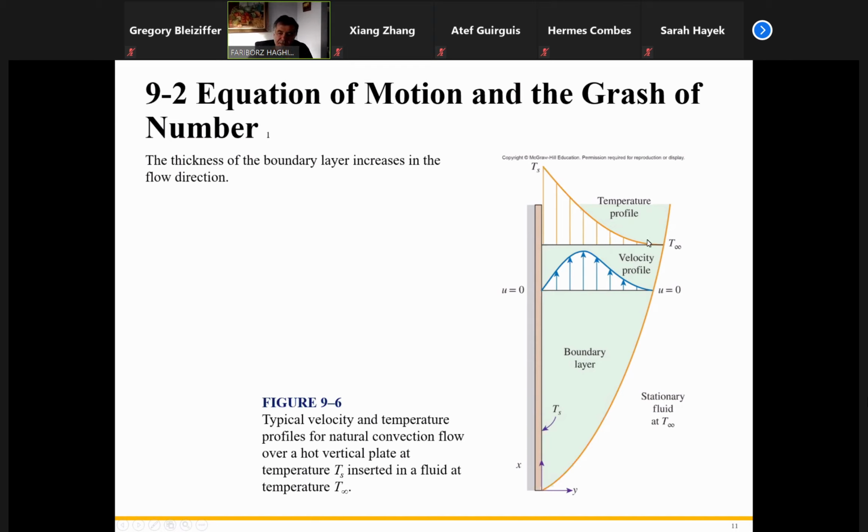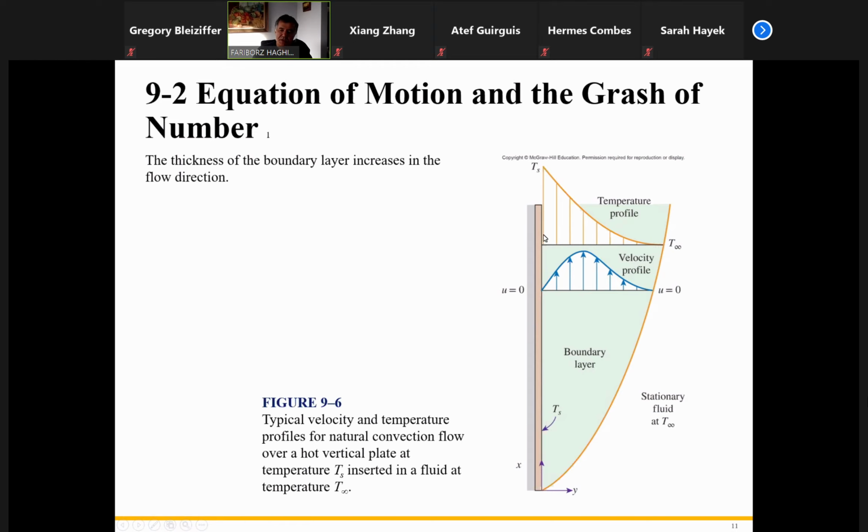This is the case where we have a heating process, so the temperature of the plate or the wall is more than the temperature of the fluid. If it's the reverse, like this window in the winter where the temperature is cold, then this temperature profile becomes inverse and this velocity becomes inverse. The first thing is that we have to really understand what is happening. We have a temperature difference, and as a result, we have a buoyancy density difference.